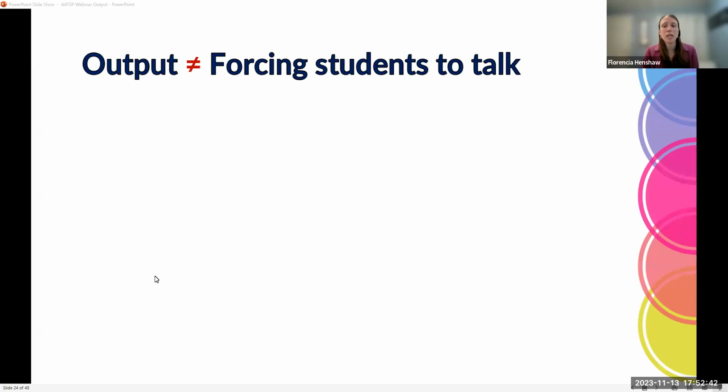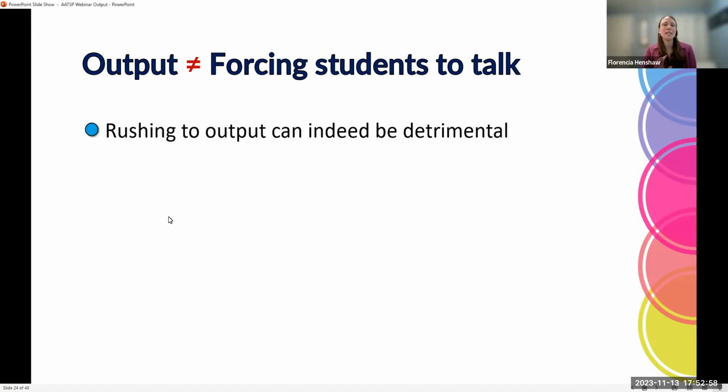The third misconception is that output is about forcing students to talk. And this misconception has two parts, the part of forcing and the part of talking. Let me get to the forcing part first.